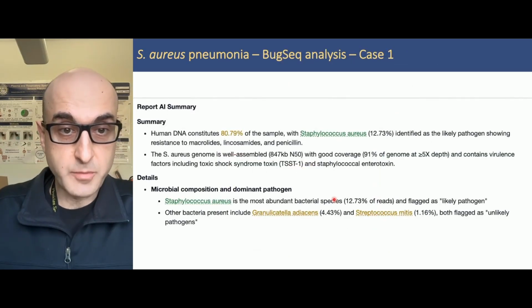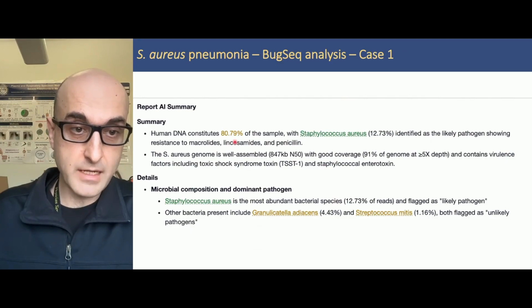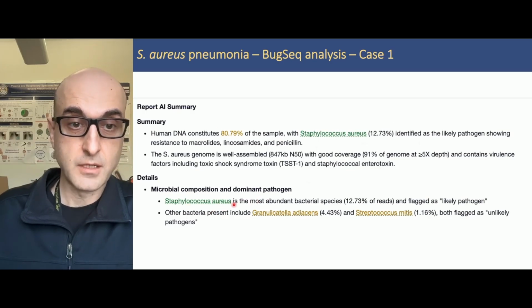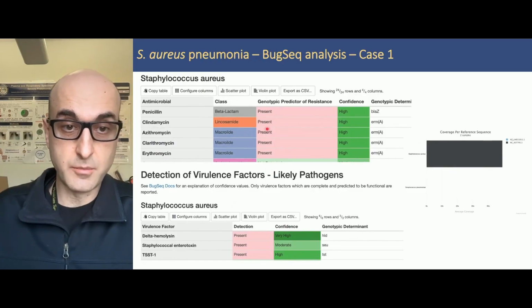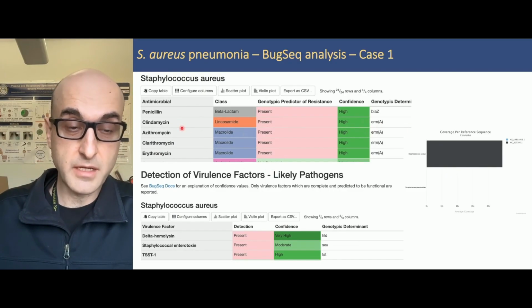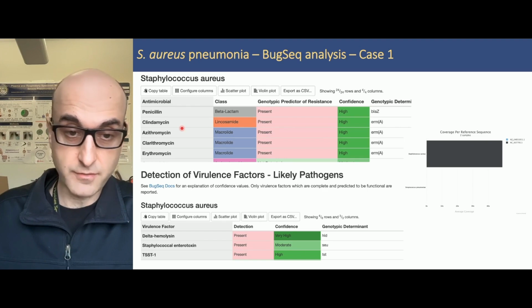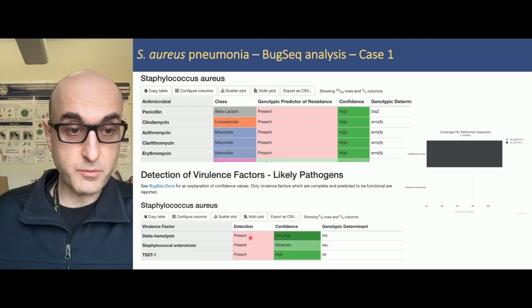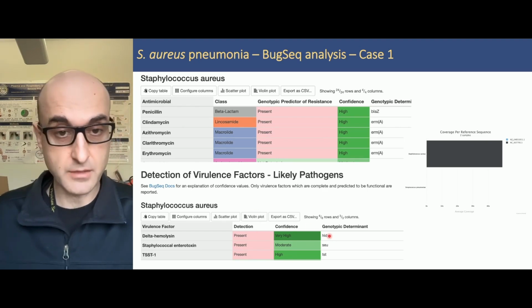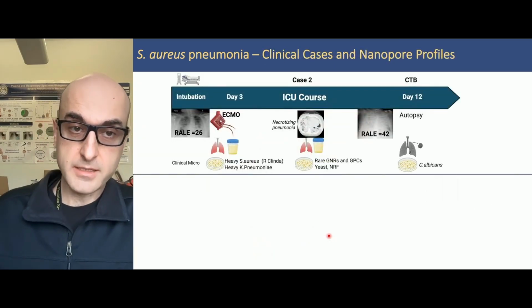If we look at the output by BugSeq, it reports high levels of human DNA and high abundance of Staph aureus that is flagged by an AI summary as the most likely pathogen. We also see a reporting of the antibiotic resistance genes, and we found that this was predicted to be clindamycin, as confirmed by the clinical antibiogram. We did not find the MEK-A gene that would confer MRSA resistance. And also there was some reporting of potential virulence factors. But let's see case 2.